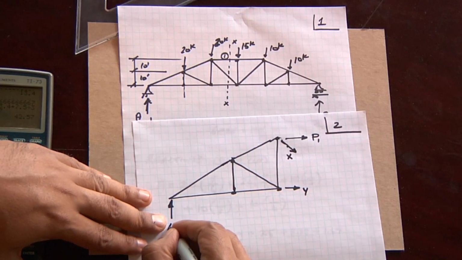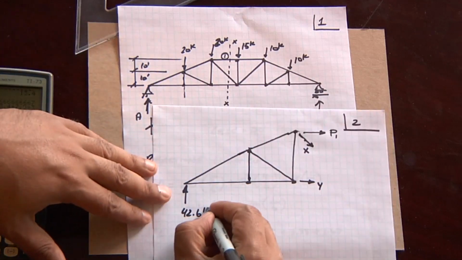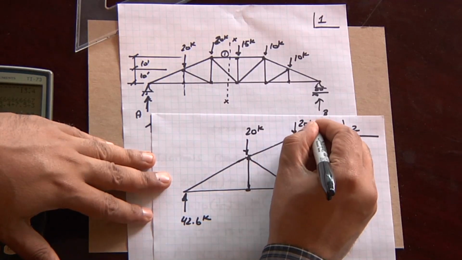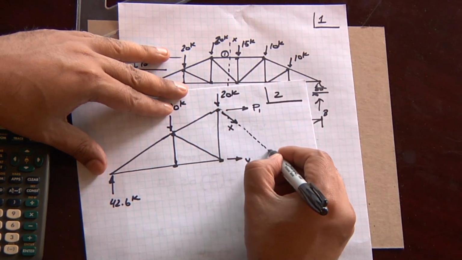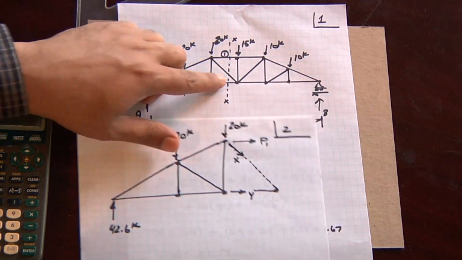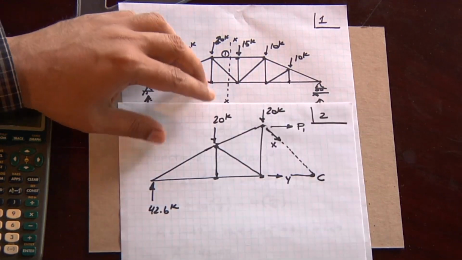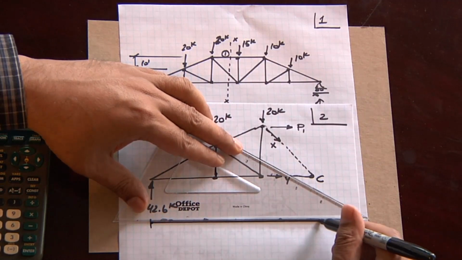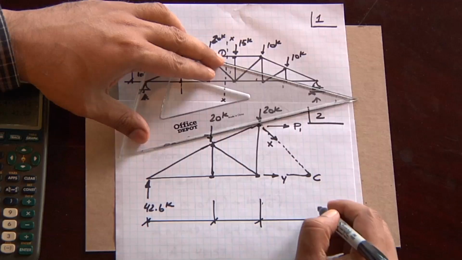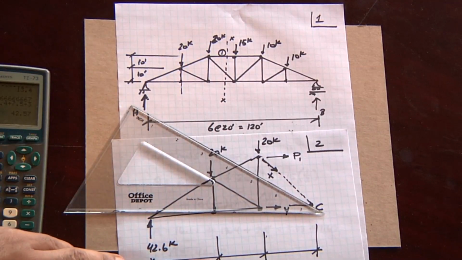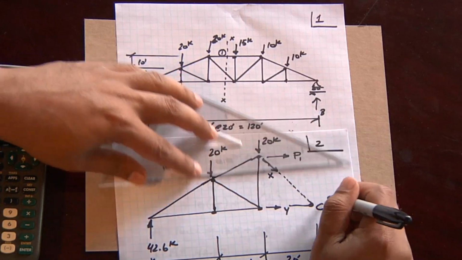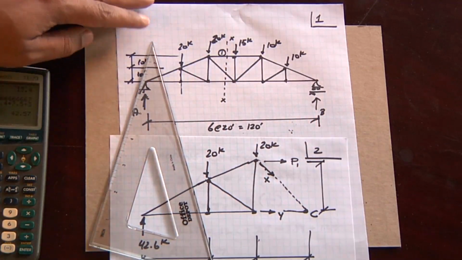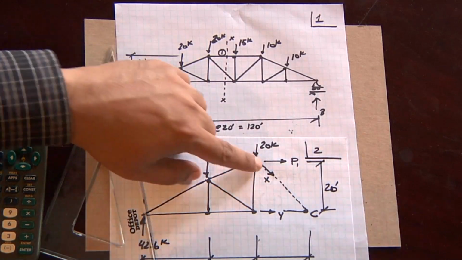And the reaction A we've already determined is 42.6 kips. And we know that the load here is 20. And we know the load here is 20. If I sum the moment about this point here, which is the center line of my truss, we'll call that point C. And I have all of the dimensions here already in place. Because all the bays are equal. So this is 20 feet, 20 feet, and 20 feet. And I have the height already in place. And the height is 20 feet for point P.